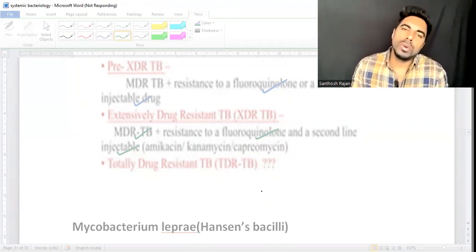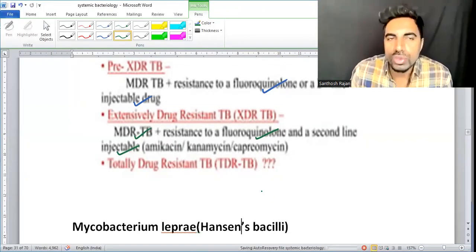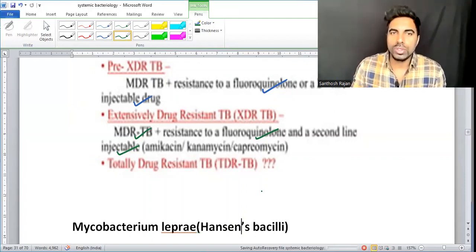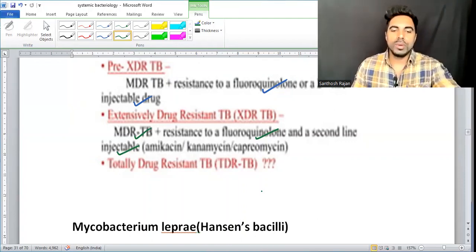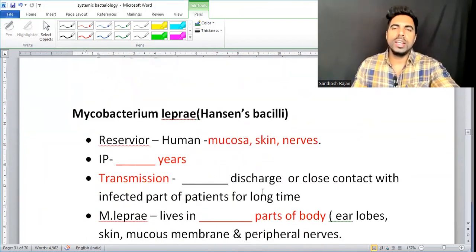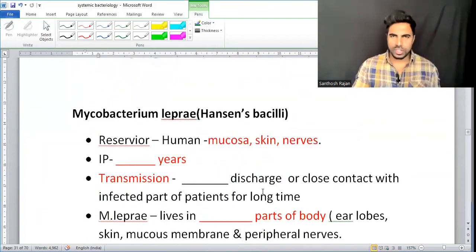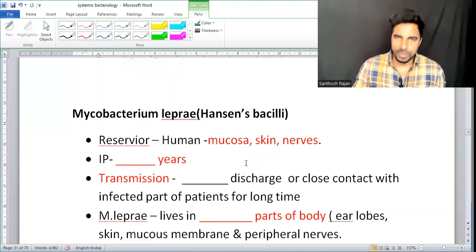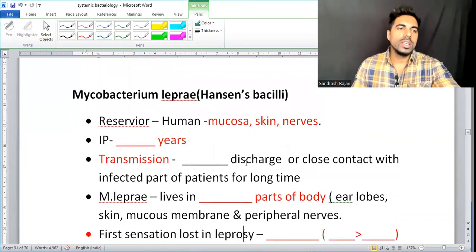In Mycobacterium leprae, what you expect? How many percent H2SO4 so far are we using in Mycobacterium leprae? If you remember, one of the important things is that you're going to do acid fast staining. So how many percentage? 5%. Okay. Yes. Now listen.